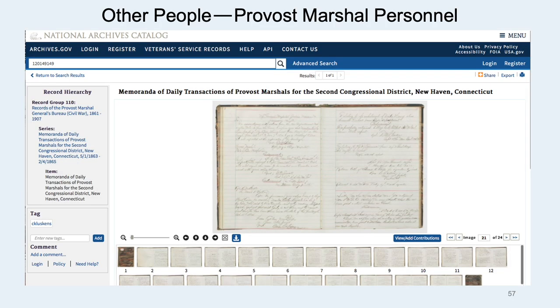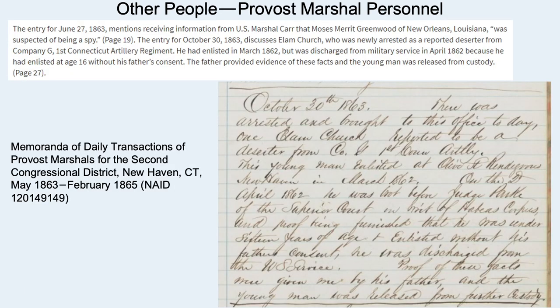The provost marshals were in charge of the Civil War drafts that occurred, as well as locating and capturing deserters from military service. From this volume from Connecticut, we learn on page 27 that on October 30, 1863, there was arrested and brought to this office today one Elam Church, reported to be a deserter from Company G, 1st Connecticut Artillery. This young man enlisted at Olive Street Rendezvous in New Haven in March 1862.